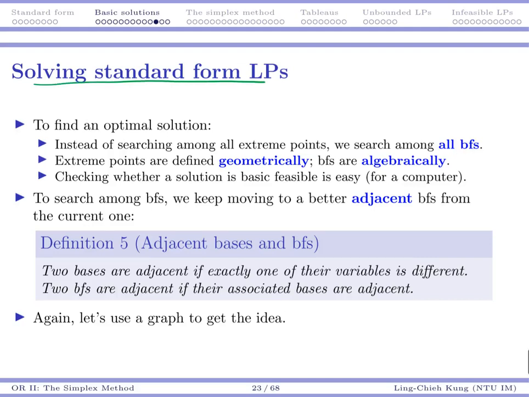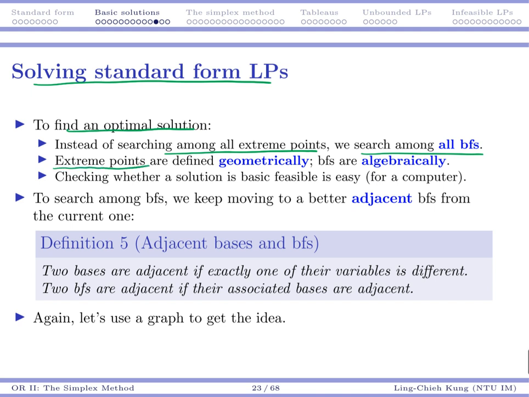So to solve a standard form linear problem to find an optimal solution, instead of searching among all extreme points, we would search among all basic feasible solutions. These two things are equivalent. They have one-to-one correspondence, right?